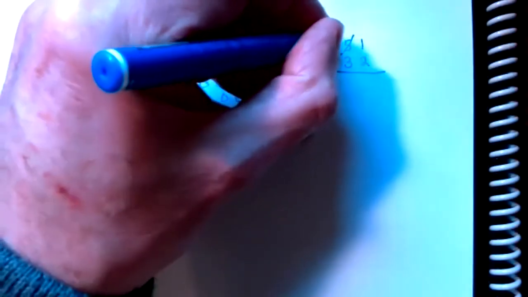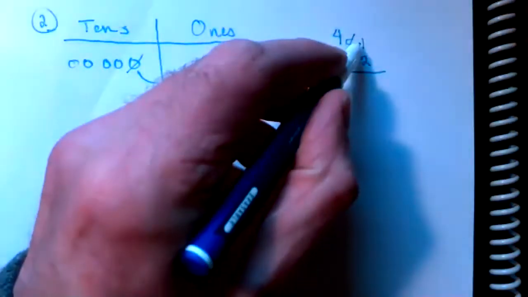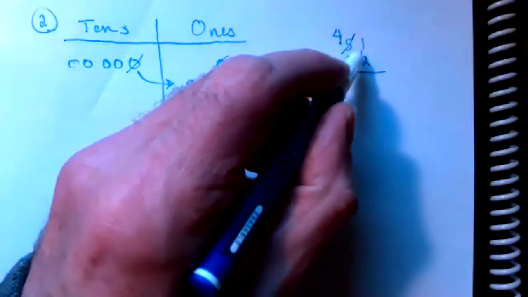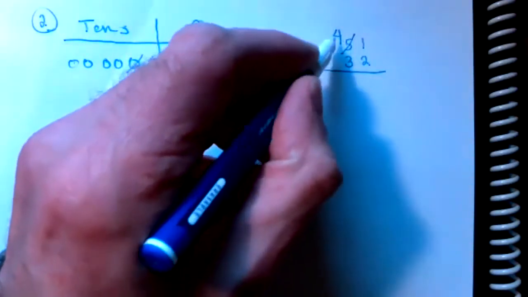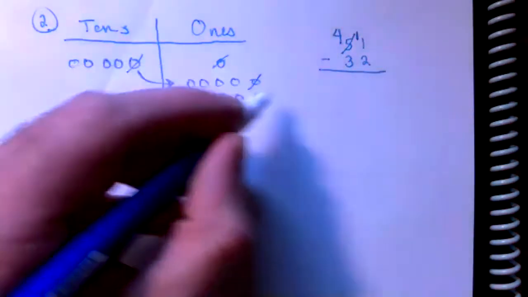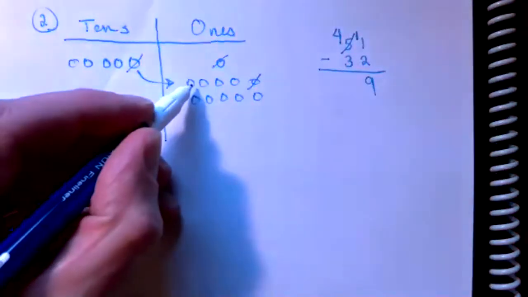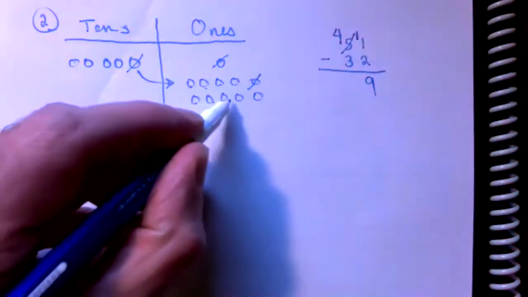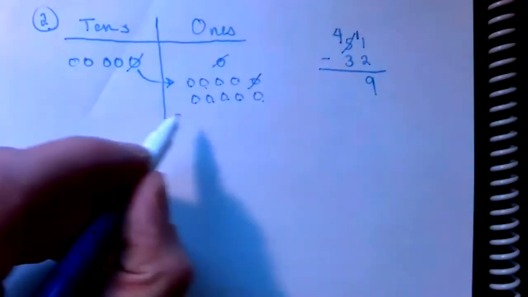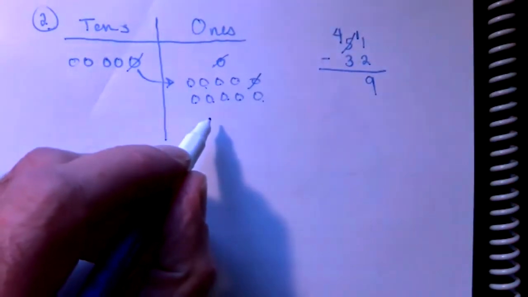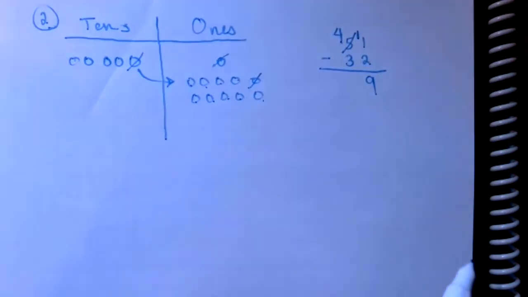And think about how we write this in the algorithm. If I were to look at this and I wasn't thinking about the chip model, I was just thinking about the algorithm, first thing I would do, cross out that 5, make it a 4. And then I have 11. 11 take away 2 is 9. Look at how many chips I have. 1, 2, 3, 4, 5, 6, 7, 8, 9. So this chip model is giving us a picture of what's happening over in the algorithm. Now I'm still not done with the problem, of course.